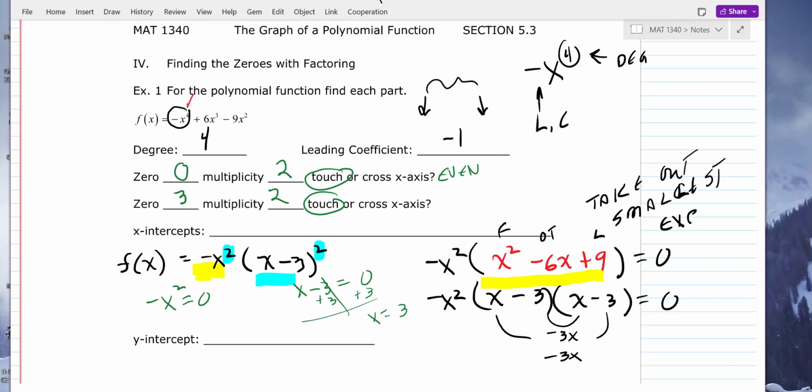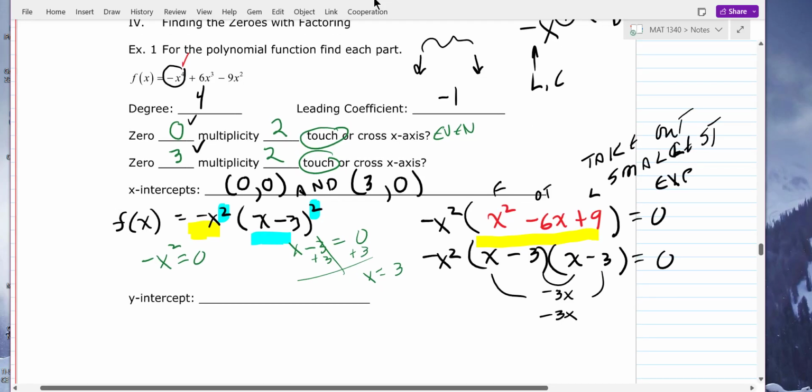All right, now when we put our intercepts together, the x-intercepts always have a y value that's equal to 0. So you want to just make sure when you write these as points that y is 0. Well, what are the zeros? The zeros are 0 and 3. So those are your two x-intercepts right there, okay? All right, so far are we okay?